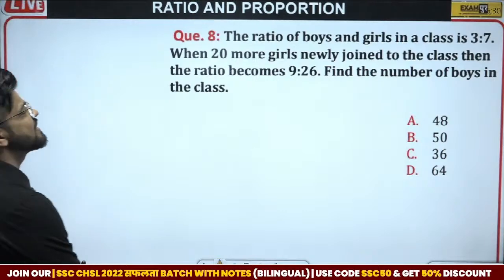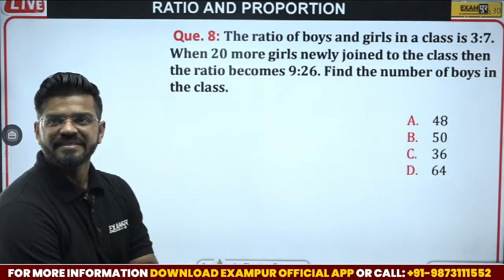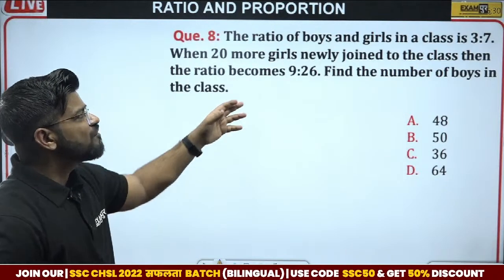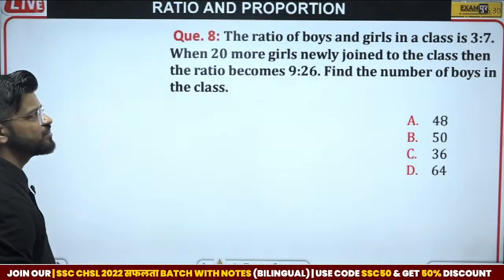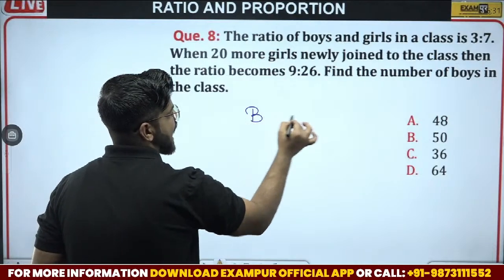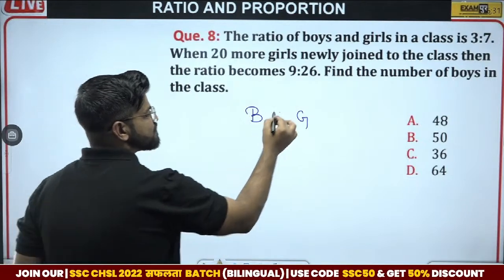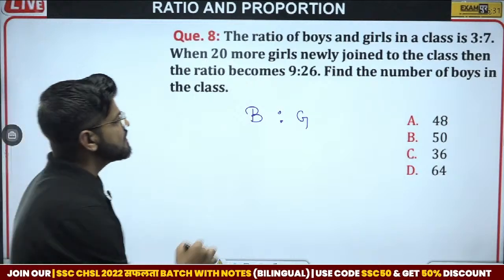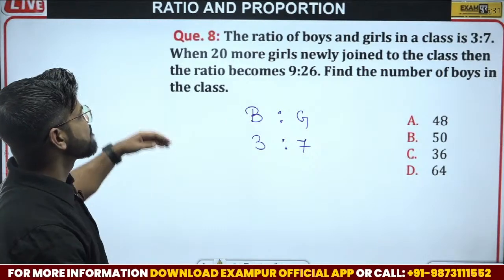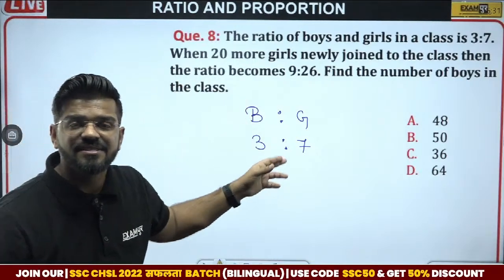Okay, so we have another question. Question number 8 is in front of you. Just tell me the answer of this question. The ratio of boys and girls in the class is 3:7. When 20 more girls newly joined the class. So we have boys and girls in the class, like you people, and they are in the ratio 3:7. When 20 more girls newly join the class, then the ratio becomes 9:26.